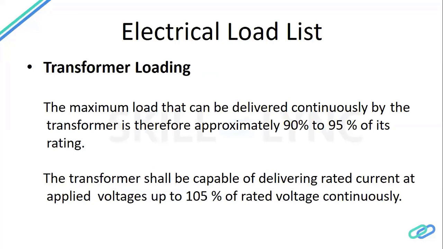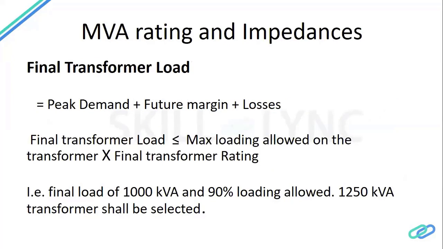So next is the transformer loading. We don't want to load our transformer fully. Generally, the transformer efficiency is at 80 to 90% loading. So it is a normal practice in the industry to load the transformer only 80 to 90%, so that you will operate at maximum efficiency. So what will be the final transformer load? What is the peak demand? What is the future margin? And what are the losses?